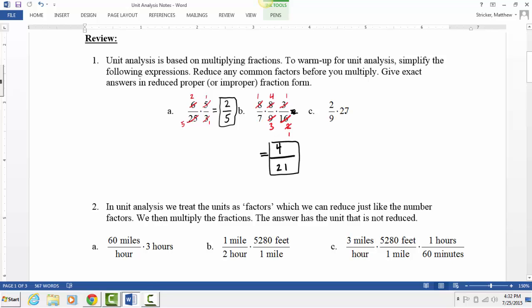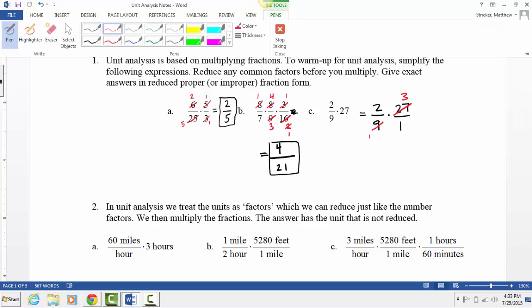Think for yourself if you can remember what we want to do if we have a fraction times a whole number. Hopefully you will remember that we want to write that whole number as a fraction as 27 over what? 27 over 1. And then we can go ahead and simplify. 9 goes into 27 3 times.